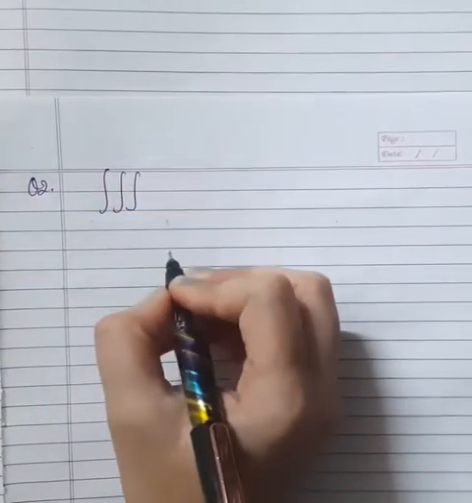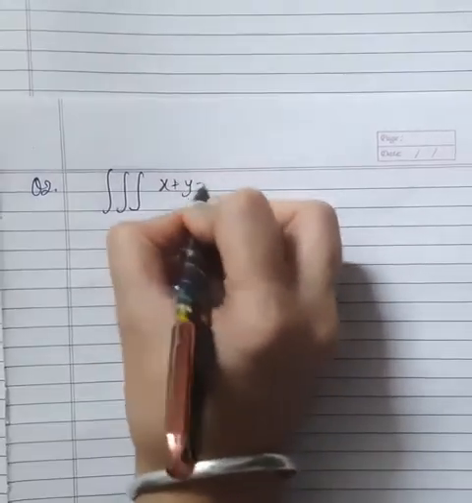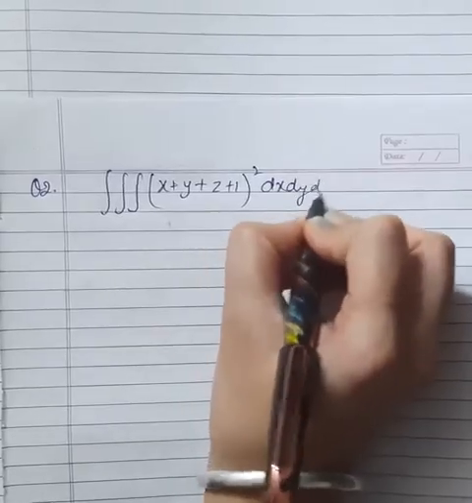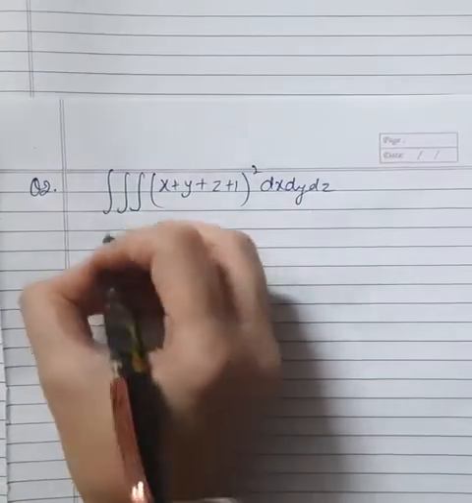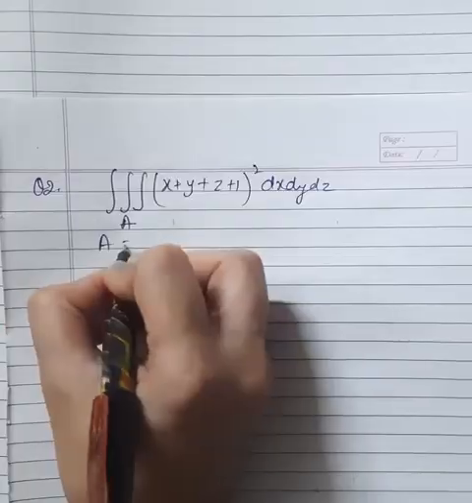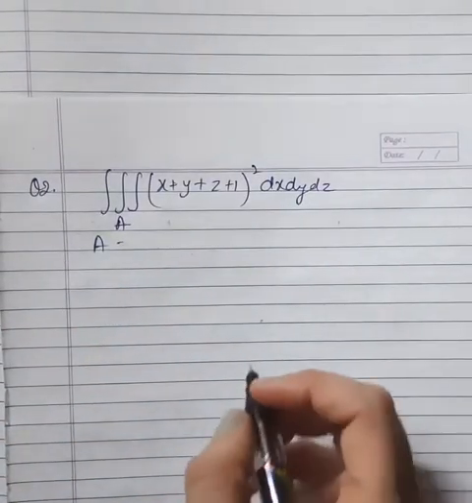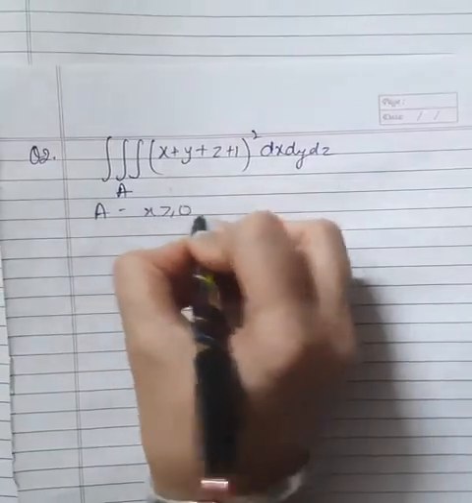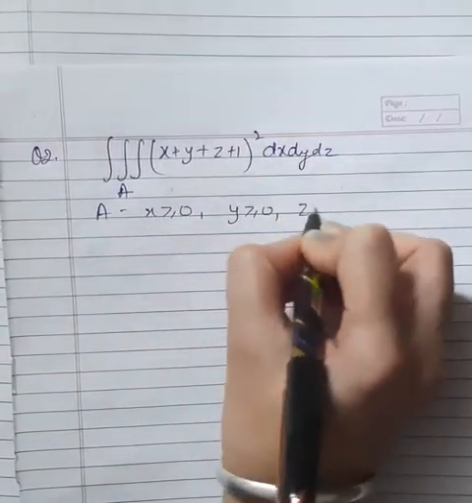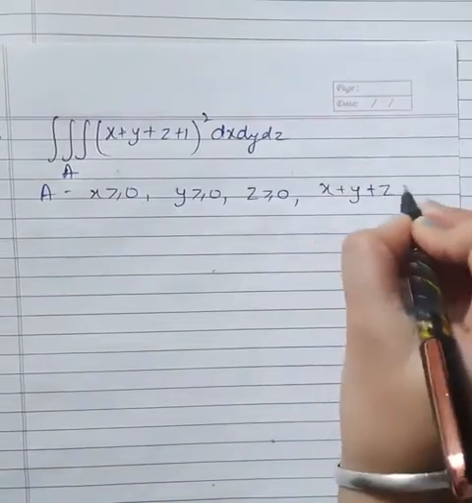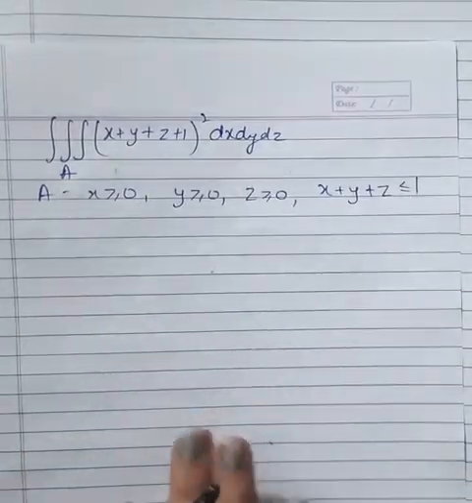Let's solve the problem. Question number 2, we have to solve triple integral x plus y plus z plus 1 whole square dx dy dz over the region A, where A is the region bounded by x greater than 0, y greater than or equal to 0, z greater than or equal to 0, x plus y plus z less than or equal to 1.